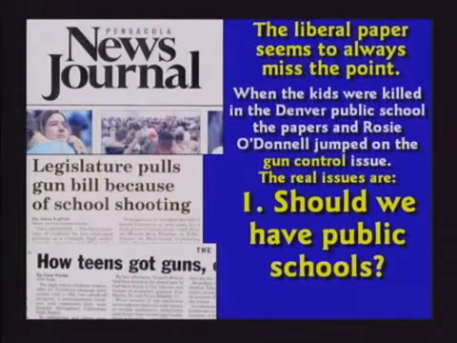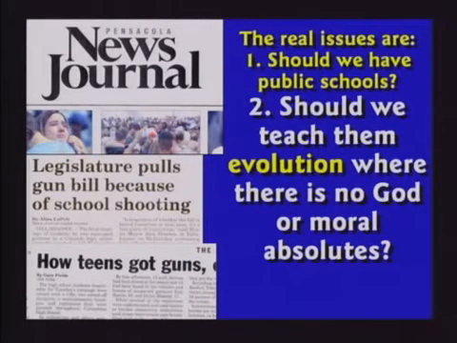But when the kids got shot in Colorado, right away they jumped on the gun control issue. Did you notice that? Look, if kids keep getting shot in our schools, maybe there are some other issues to discuss, like should we have public schools? Or should we teach them evolution? That's what caused the shooting at Columbine.